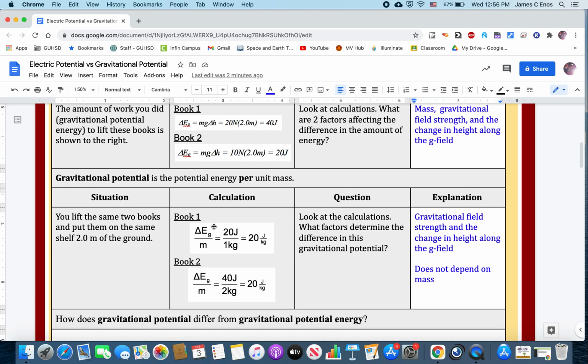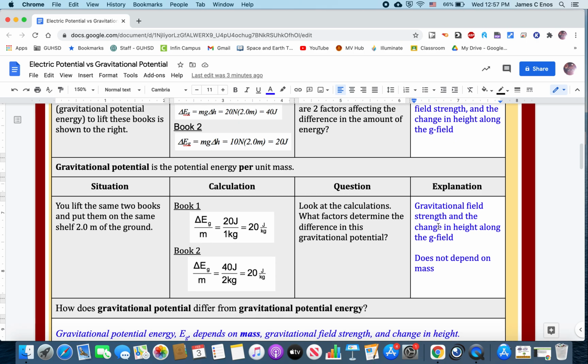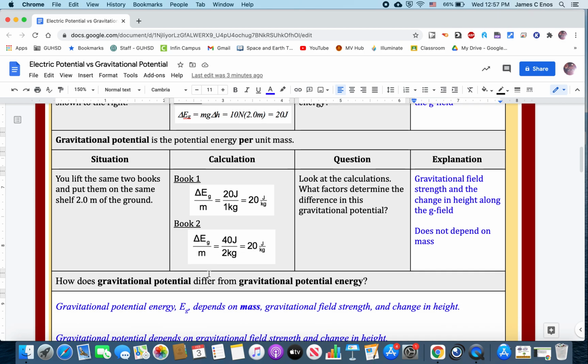Then as I look at gravitational potential, now we're looking at gravitational potential energy per unit mass. So it takes that change in potential energy and divides out the mass. What we are able to see when we look at these calculations is that it depends on the gravitational field strength and the change in height. This now does not depend on mass. So this talks about the gravitational energy per unit mass. If we put in a certain amount of mass, then we know how much energy it has at a certain height. That's what we're getting to.